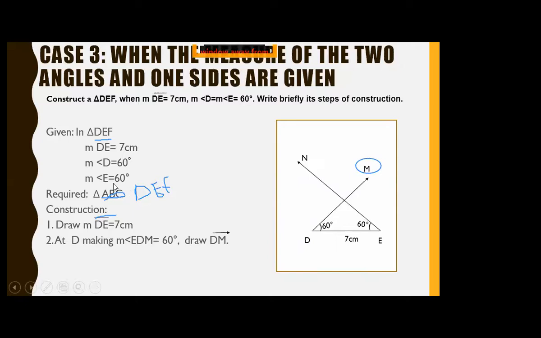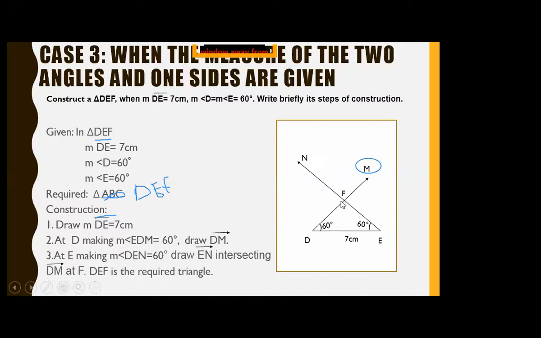So now the third point, angle D is given, E is given, that is of 60 degree. Now you have to put the protector on E, and you have to make an angle again of 60 degree in such a way that it cuts the first ray DM at this point. This point name is F. This intersecting point where the two rays meet, only this point is called F.